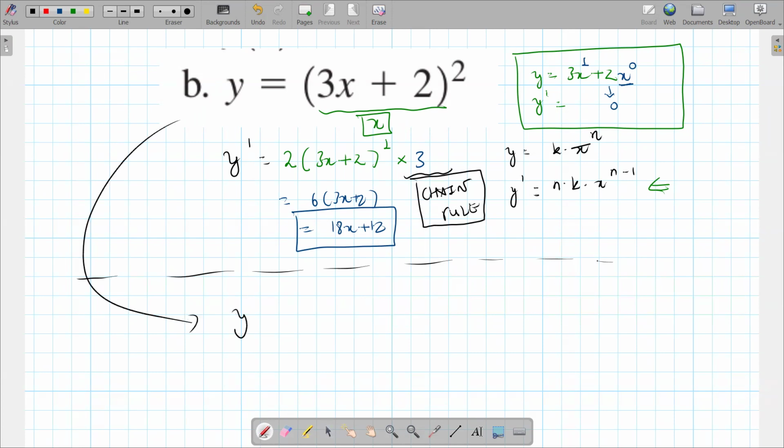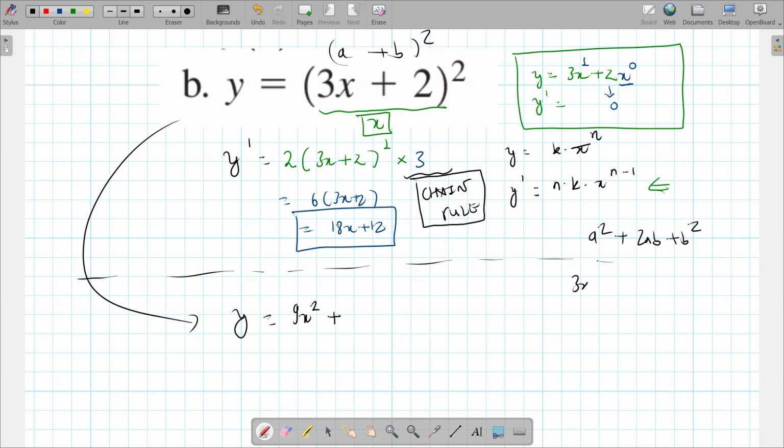Another way of doing this is that you first open the brackets. So right now it's just y. We don't take the derivatives. This is (a plus b) whole squared. That is a squared plus 2ab plus b squared. So what's a squared here? If a is 3x, what's a squared? 3x squared, 9x squared. What is 2ab?